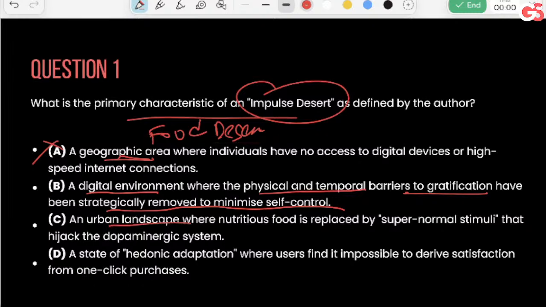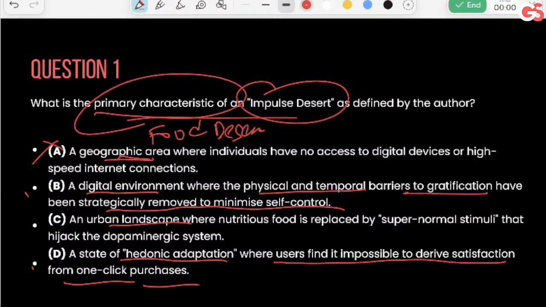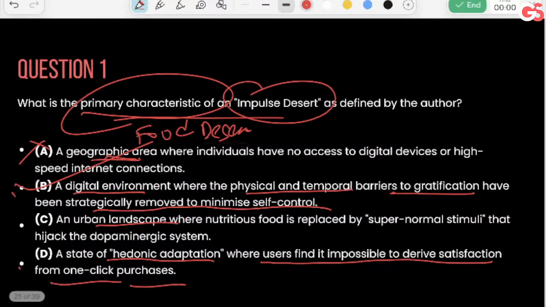State of hedonic adaptation where users find it impossible to derive satisfaction from one-click purchases. That is the feature of impulse desert, not the primary characteristic. So between B and D, if I have to choose the primary characteristic, I'll go for B. Is that clear? Coming to second one.